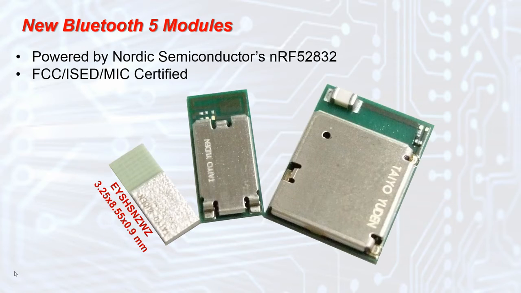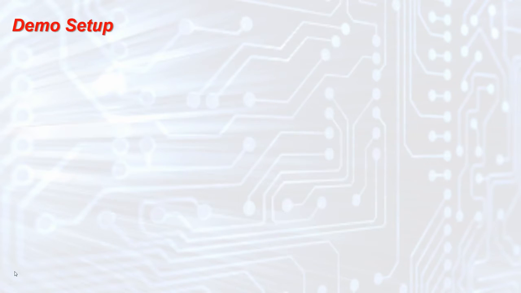At 3.25 by 8.55 by 0.9 mm, it's the smallest module in our lineup. Next is our EYS HJN ZWZ, which is basically the same as the EYS HSN ZWZ, but with a bigger footprint. And finally, we have the EYS HCN ZWZ, which measures 9.6 by 12.9 by 2.0 mm. This module is bigger because it comes with the 32 kHz crystal, the LC for the DC to DC, and it has more IOs.